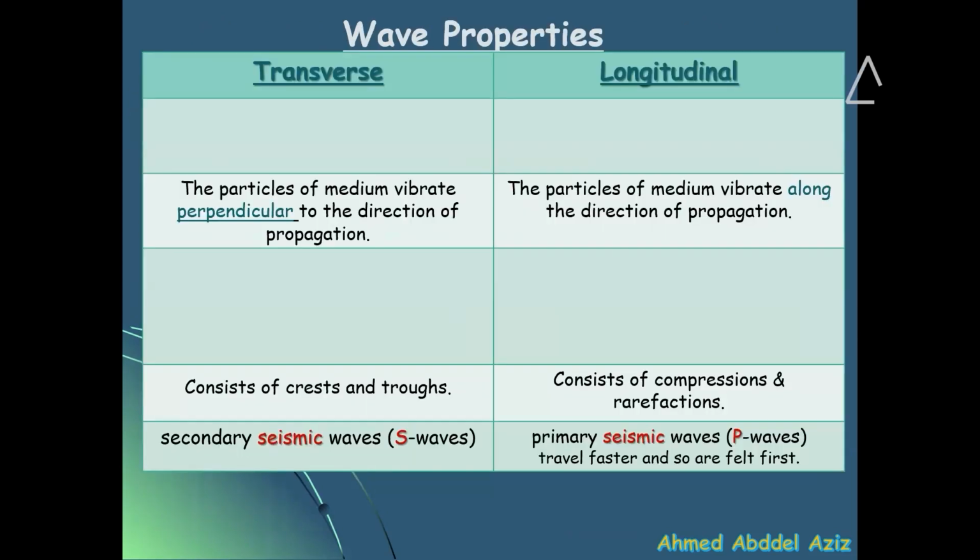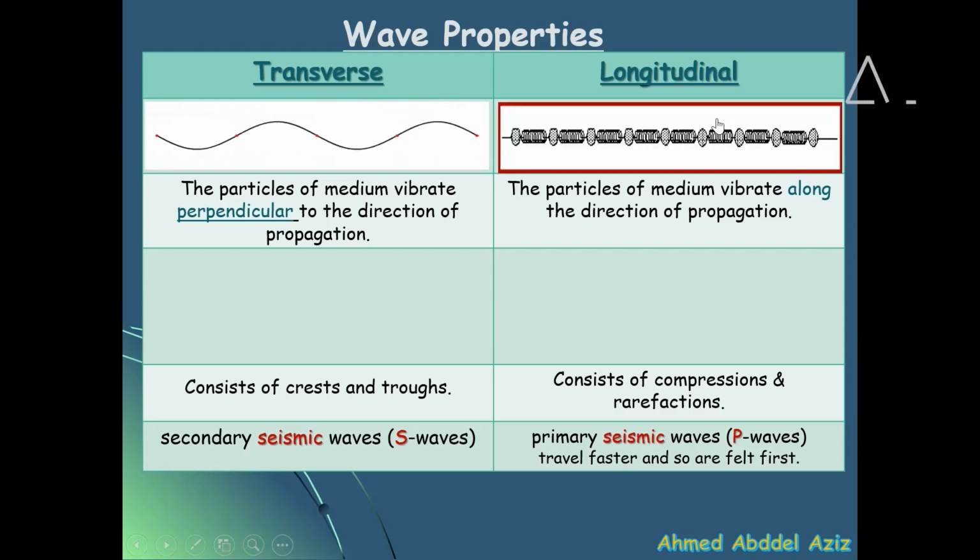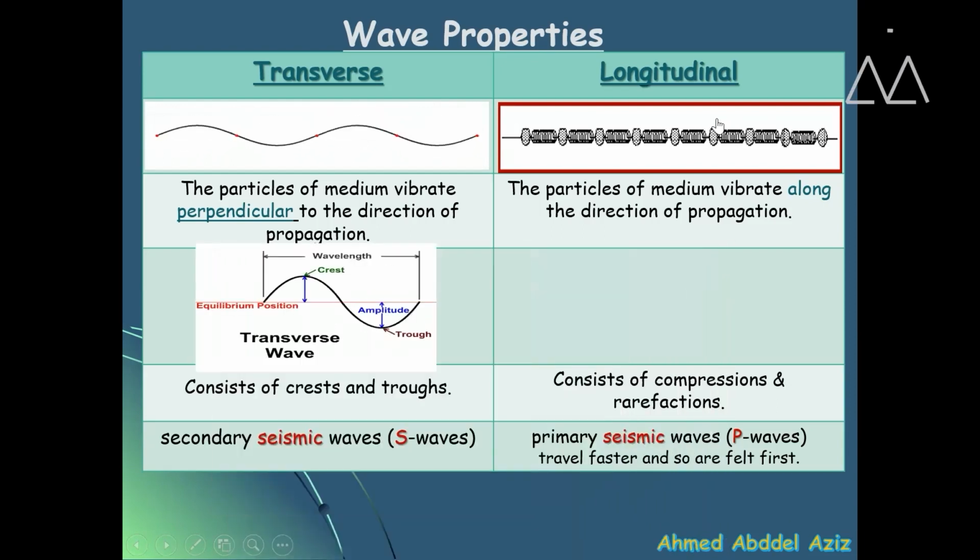Wave properties. We have transverse waves and longitudinal waves. Transverse waves, as you see, the particles are moving up and down perpendicular to the propagation direction. And the other shape is longitudinal waves, where the particles of the medium vibrate along or parallel to the direction of propagation. Here we have transverse waves composed of crest, which is the positive peak, and trough, which is the negative one. The equilibrium position of any wave is the middle point where the vibrations occur around.